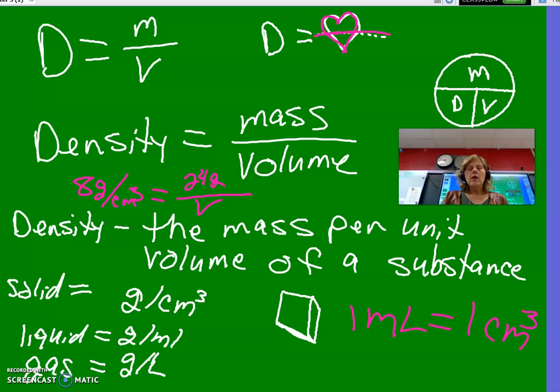Hello, chemistry students. I want to do in this lesson a quick overview of density. I know that you've done this before, or should have, in middle school and ninth grade physical science. So just a quick review of what density is and how we calculate that. So density is the mass per unit of volume of a substance.